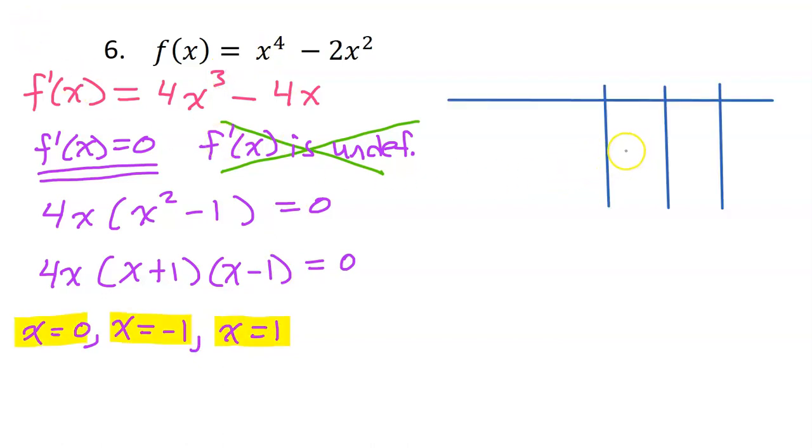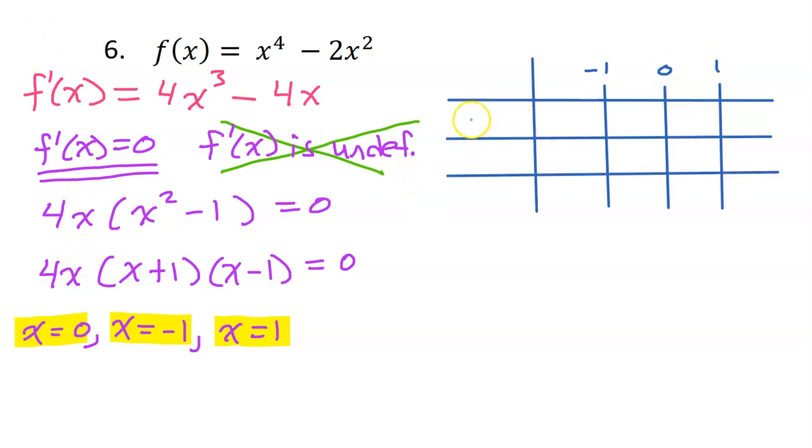Now I'm going to make my sign chart by placing these three critical numbers on the number line in order. So I've got -1, 0, and +1. Now let's make a row for each of the three factors that we have. So we have a row for 4x, x plus 1, and x minus 1. Also, very important, let's label the sign chart as pertaining to y prime.